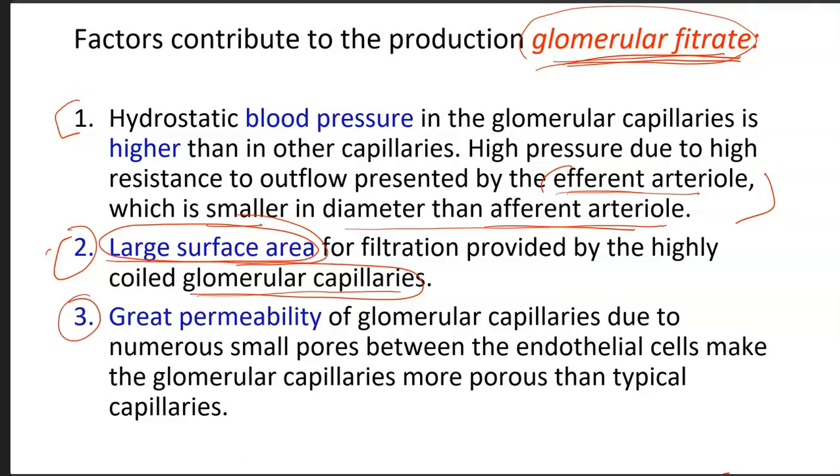And then the third factor is great permeability of glomerular capillaries due to numerous small pores between the endothelial cells, which make the glomerular capillaries more porous than typical capillaries. So the glomerular capillaries have more pores, and this allows the formation of more filtrate in the Bowman capsule. So it is more permeable, more porous, because it has more pores between the endothelial cells. Endothelial cells are the cells surrounding the glomerulus.